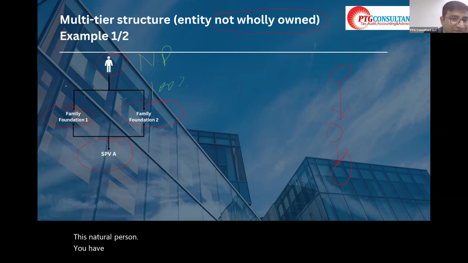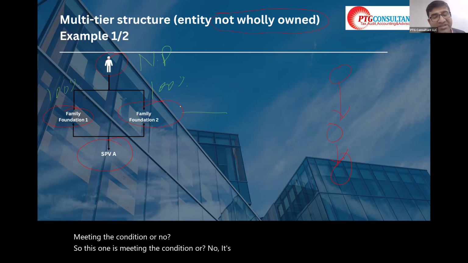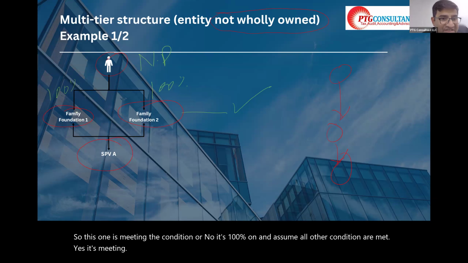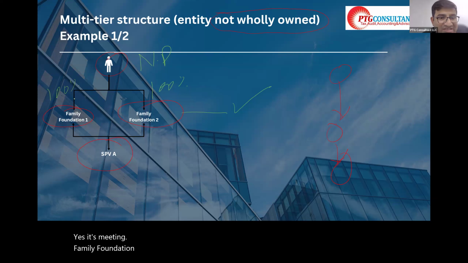He has 100% here. So is this family foundation 2 meeting the condition or not? Is this one meeting the condition or not? Is it 100% owned, assuming all other conditions are met? Yes, it's meeting. Family foundation number one is meeting the condition, assuming that all other conditions and 100% ownership are met.